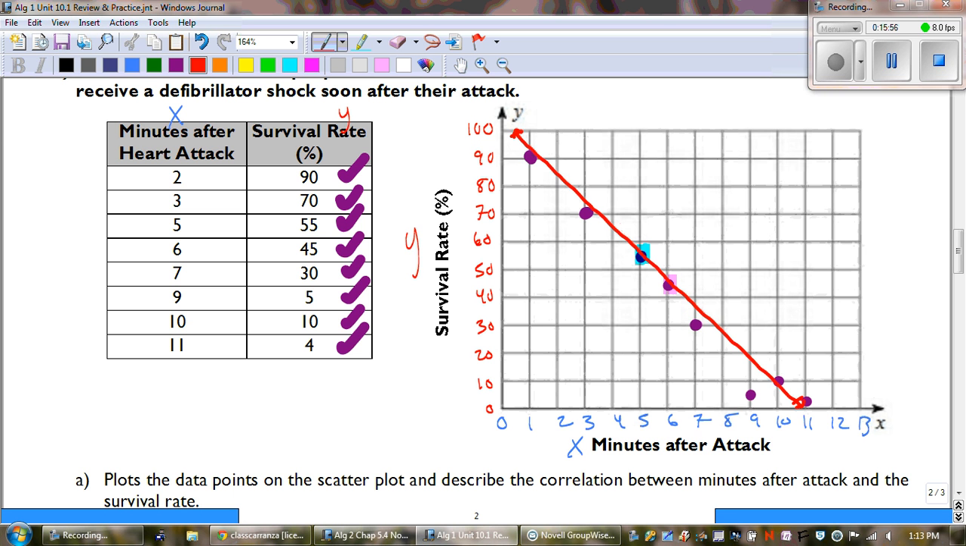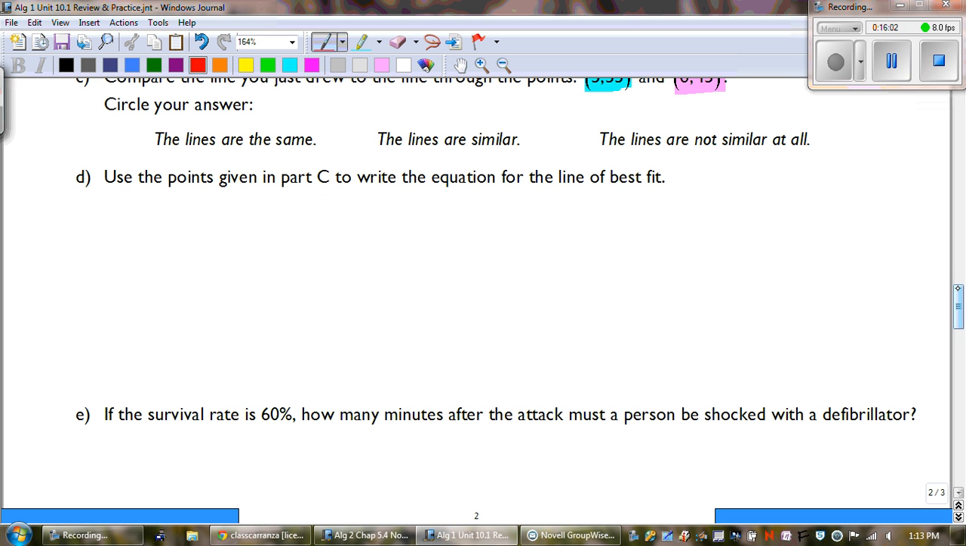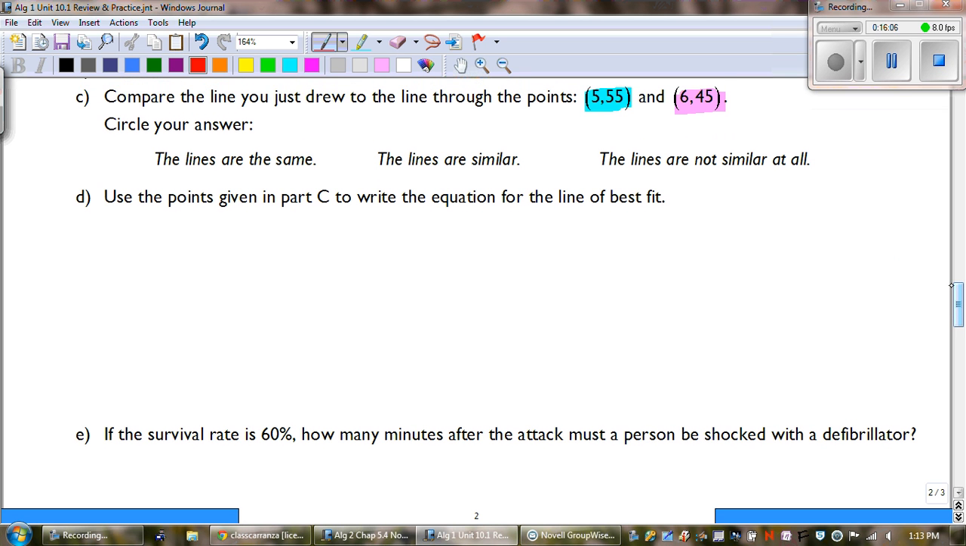Now, next part, you guys are all on your own for part D. You're going to use those 2 points that we just talked about, and you're going to find, one, we have to find the slope. And so you're going to tell me what your slope is.